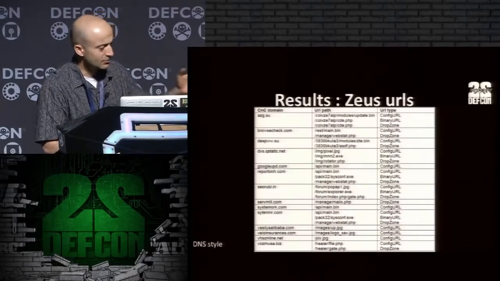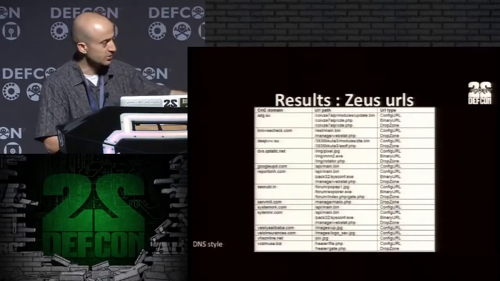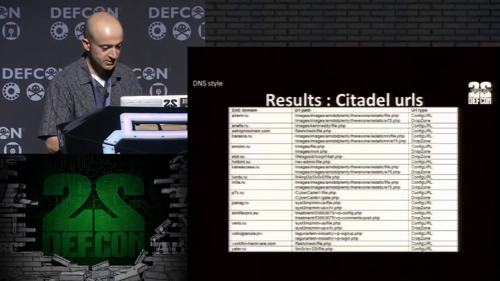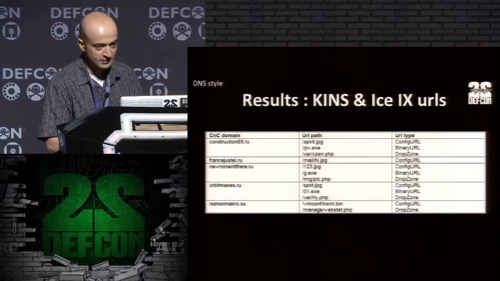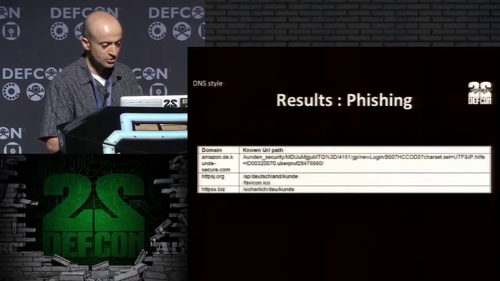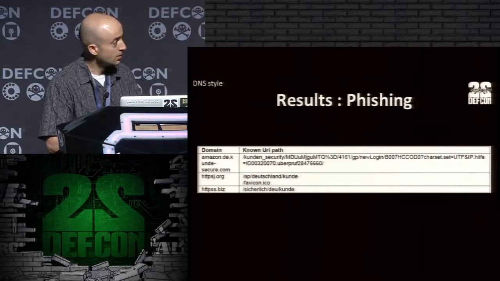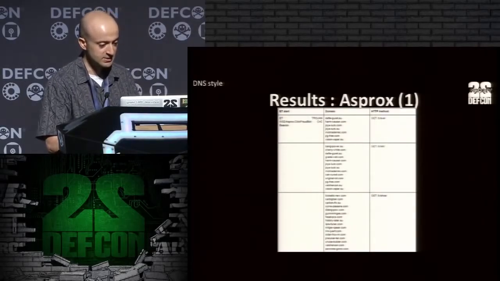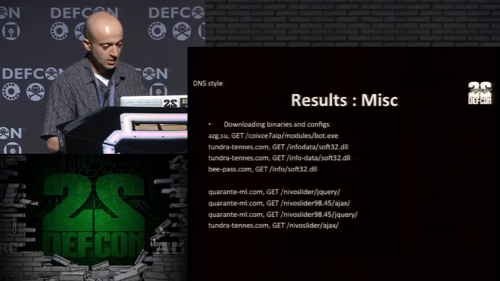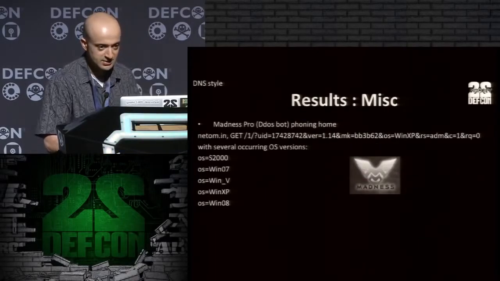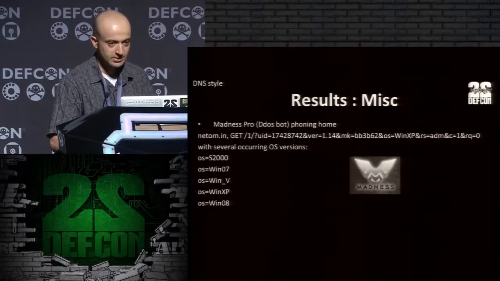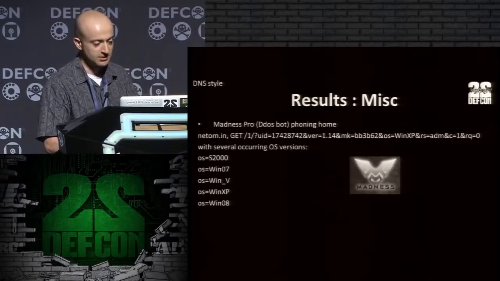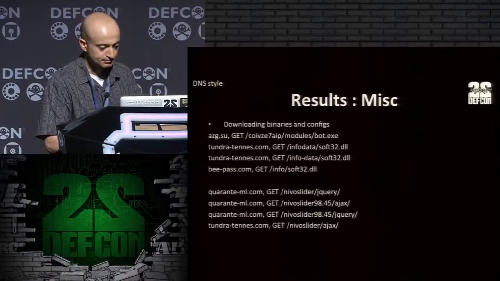This slide, you'll find it in the white paper, so I'm just putting it here for reference. We saw Zeus URLs, also Citadel URLs, hosted on the fast flux domains, also phishing URLs, and Asprox, a lot of click fraud traffic using these CNC domains. And then there's this interesting case. This is what we call a DDoS bot, phoning home using one of these domains. Here it's announcing the operating system it's running.